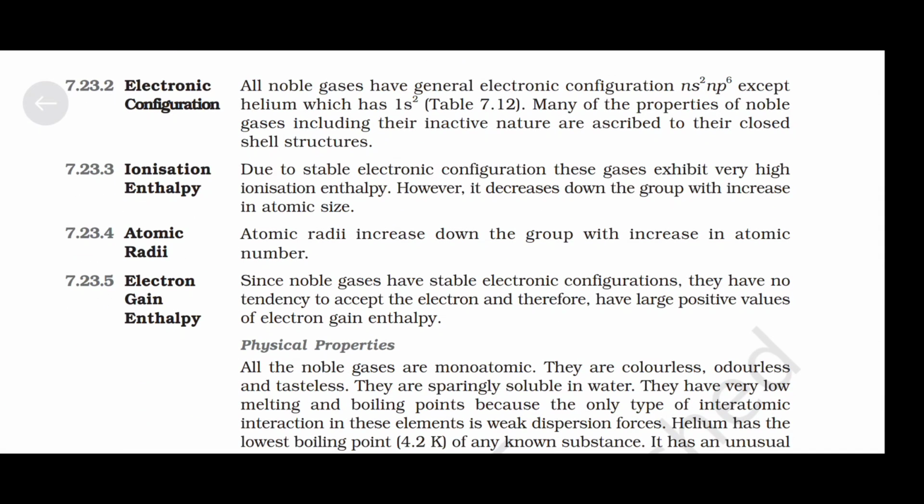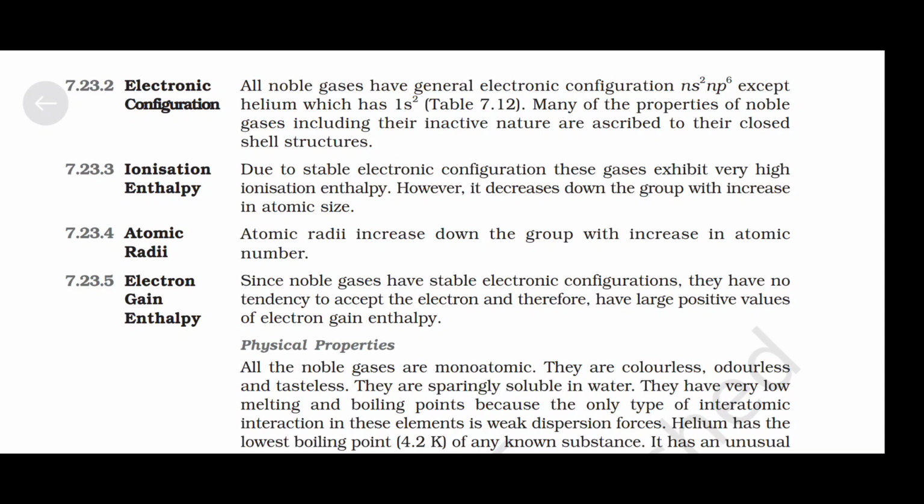Electronic configuration. All noble gases have general electronic configuration ns2 np6 except helium, which has 1s2. Many of the properties of noble gases, including their inactive nature, are ascribed to their closed shell structures.